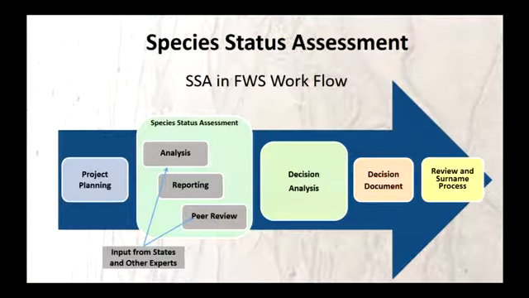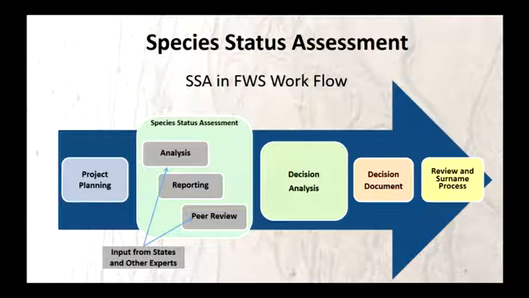This is a workflow diagram for a decision process, I think it's basically a listing decision process. And so the service has these different steps, and the first one would be called project planning, which is when they look at the tasks that they have to do in order to make this decision, and they lay out a timeline for that decision making. And sometimes those timelines are pretty rigid.